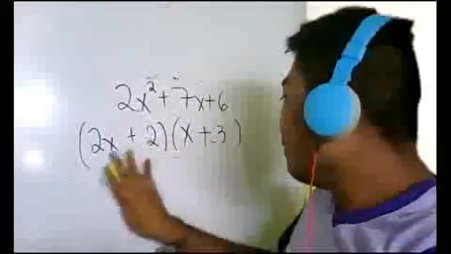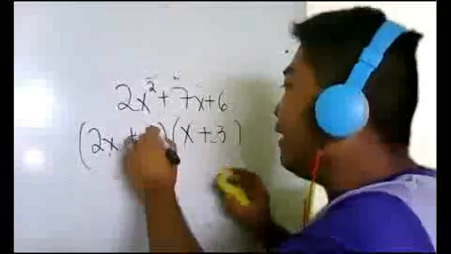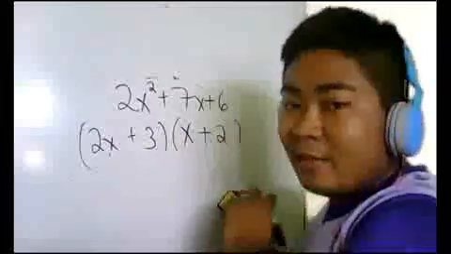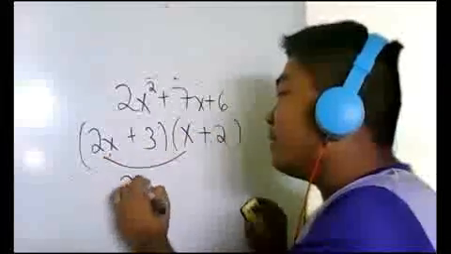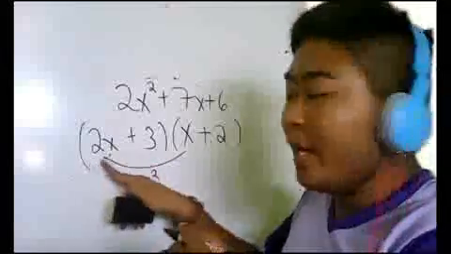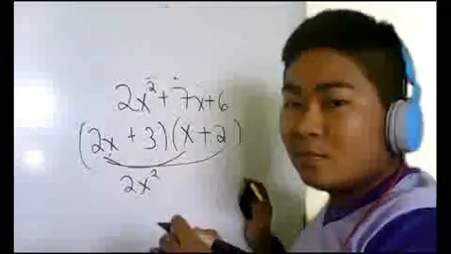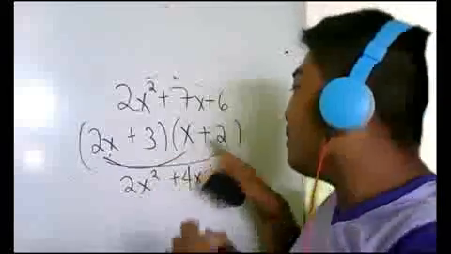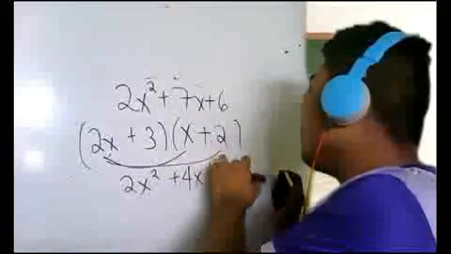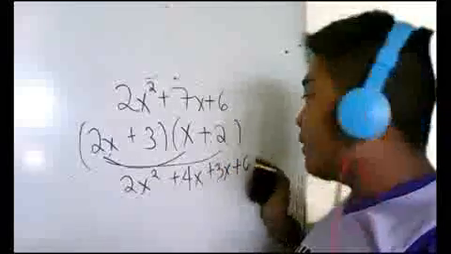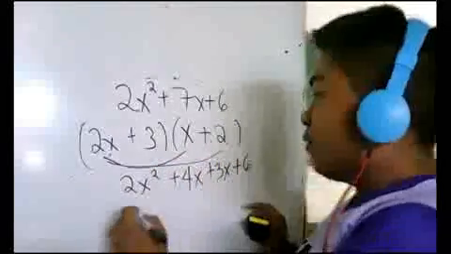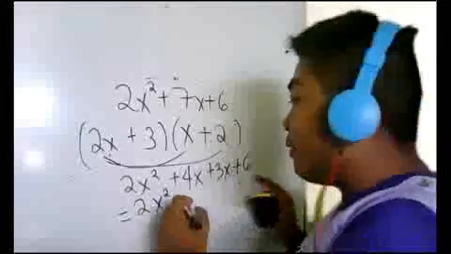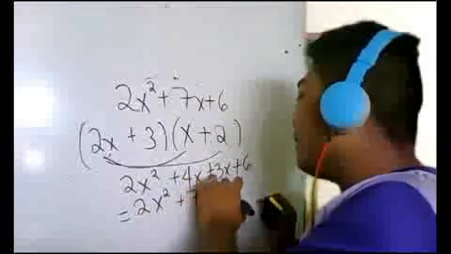So let's try to change it. This would become 3. This would become 2. So interchange lang natin. So let's try to check. 2 times x, that will give us 2x squared. 2x times 2. That will give us positive 4x, tama? Then 3 times x, that will give us 3x plus 6 na siya. Kasi nga 3 times 2. Therefore, if you combine like terms, 4x plus 3x, that will give us 7x plus 6.